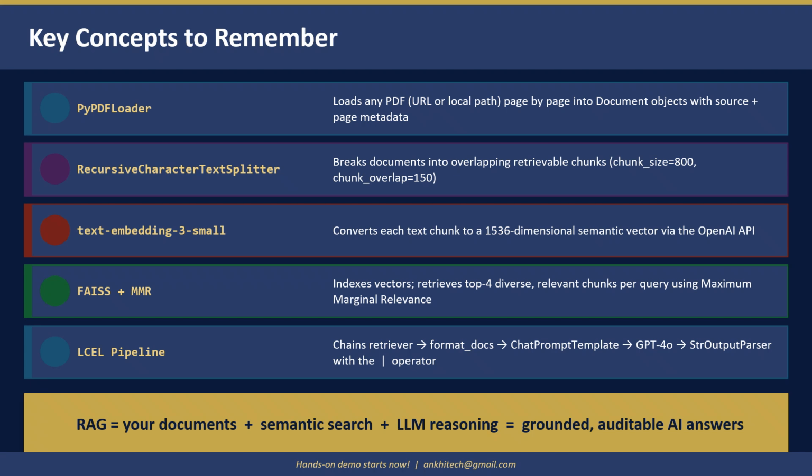Then we have the FAISS plus MMR, which indexes those vectors and retrieves the top 4 diverse relevant chunks for every query using maximum marginal relevance. And then we have the LCEL pipeline, the LangChain chain that wires retriever, prompt, the model, and the output parser together with the pipe operator. So remember the formula: RAG equals your documents plus your semantic search plus your LLM reasoning equals grounded, auditable AI answers. So with that, we can end the presentation.